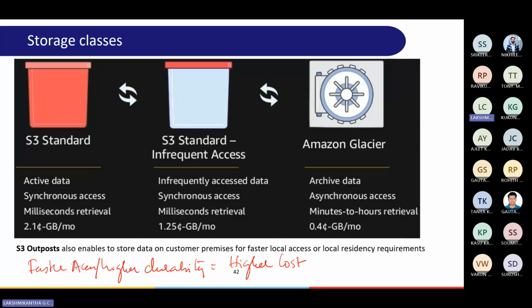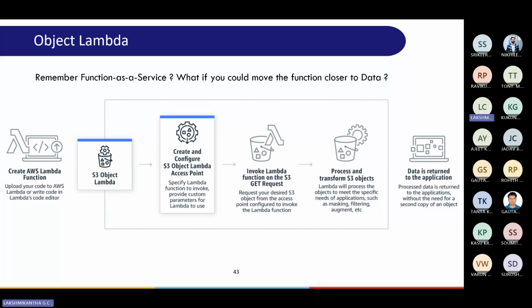So what is the benefit of that? The very first benefit is faster local access. And the second one is local residency requirements. You get the best of both worlds, guys: the S3 object store interfaces and APIs, but the data is physically on your premises, connected to your VPCs. That's it. Now we are moving forward and talking about Object Lambda.